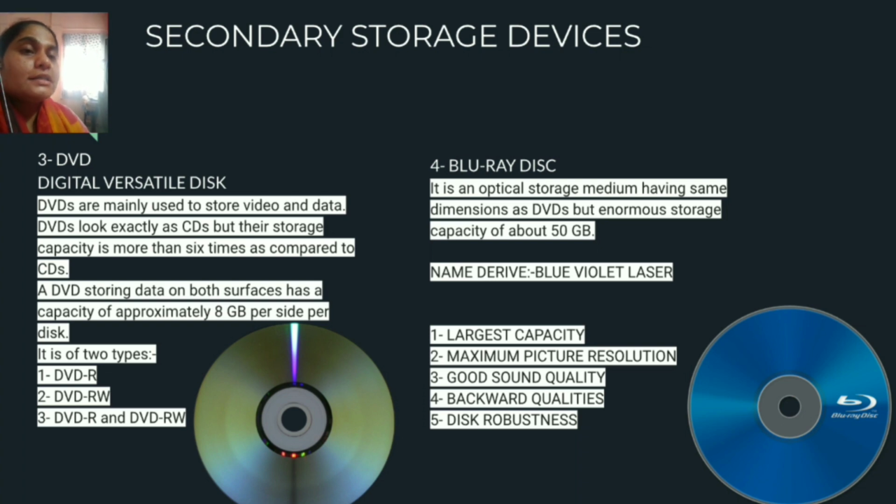Next, Blu-ray disc. It is an optical storage media having the same dimensions as DVDs but enormous storage capacity of about 50 GB. Its name derives from the blue-violet laser. What are the features of this? Largest capacity as compared to DVD and CD. Maximum picture resolution, meaning you will see clear pictures. Good sound quality, backward compatibility, and disc robustness, meaning no scratch can be marked on the Blu-ray disc.